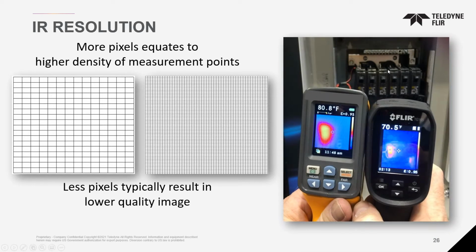In this case, we have an instrument on the left. Resolution is not as strong. It doesn't show the wires. If you look at these wires right here, you don't see the wires because there are not enough pixels. You see there's a hotspot, but you can't tell where it's coming from. Is it the wire or is it the fuse?